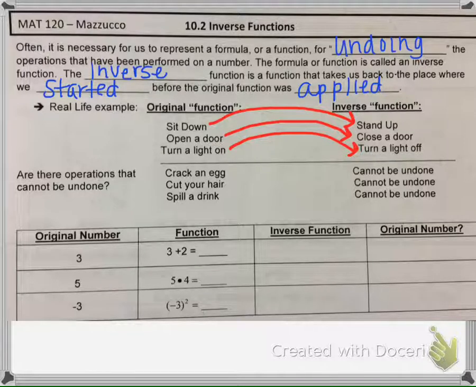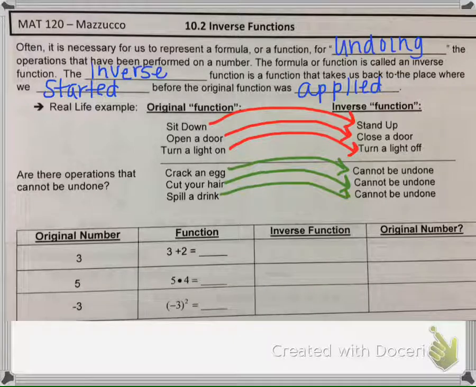So some examples of functions that don't have an inverse. If you crack an egg, you cannot go back to the original egg once it's cracked. Another example is once you cut your hair. You can't just go back to the hair that you had before once it's cut, unless over time you grow it back. But immediately after you cut your hair, there is no way to go back to how your hair was before. If you spill a drink, you cannot undo spilling your drink unless you refill it, right? So these are examples of functions that don't have an inverse, and then these ones have an inverse.